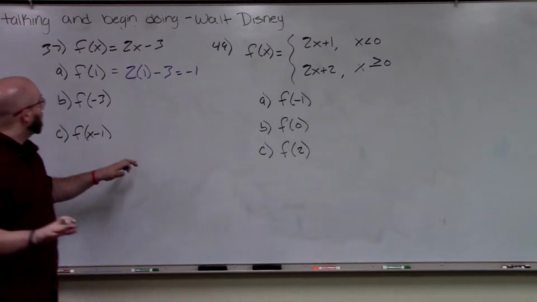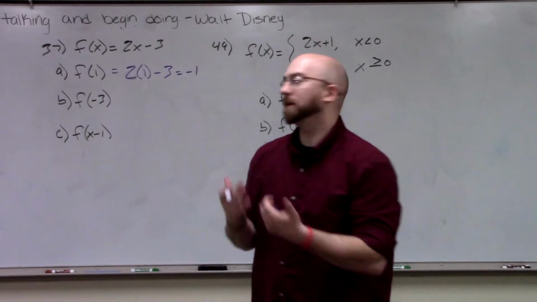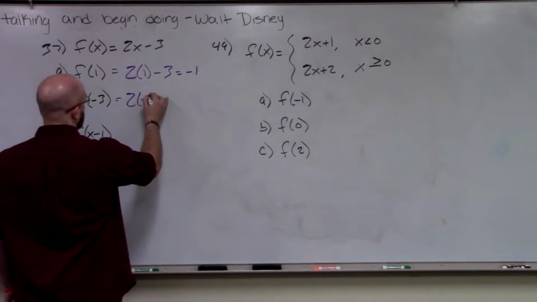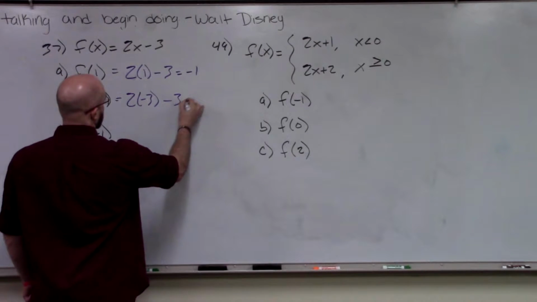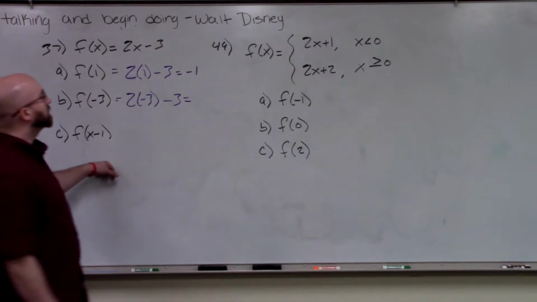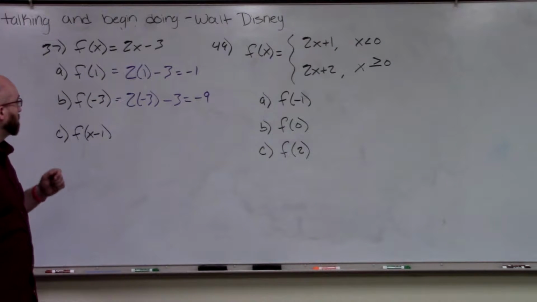Okay? Next, it's f of -3. Plug -3 into our x. So 2 times -3 is -6, minus 3, that makes it -9. Again, simple, okay? Don't overcomplicate.